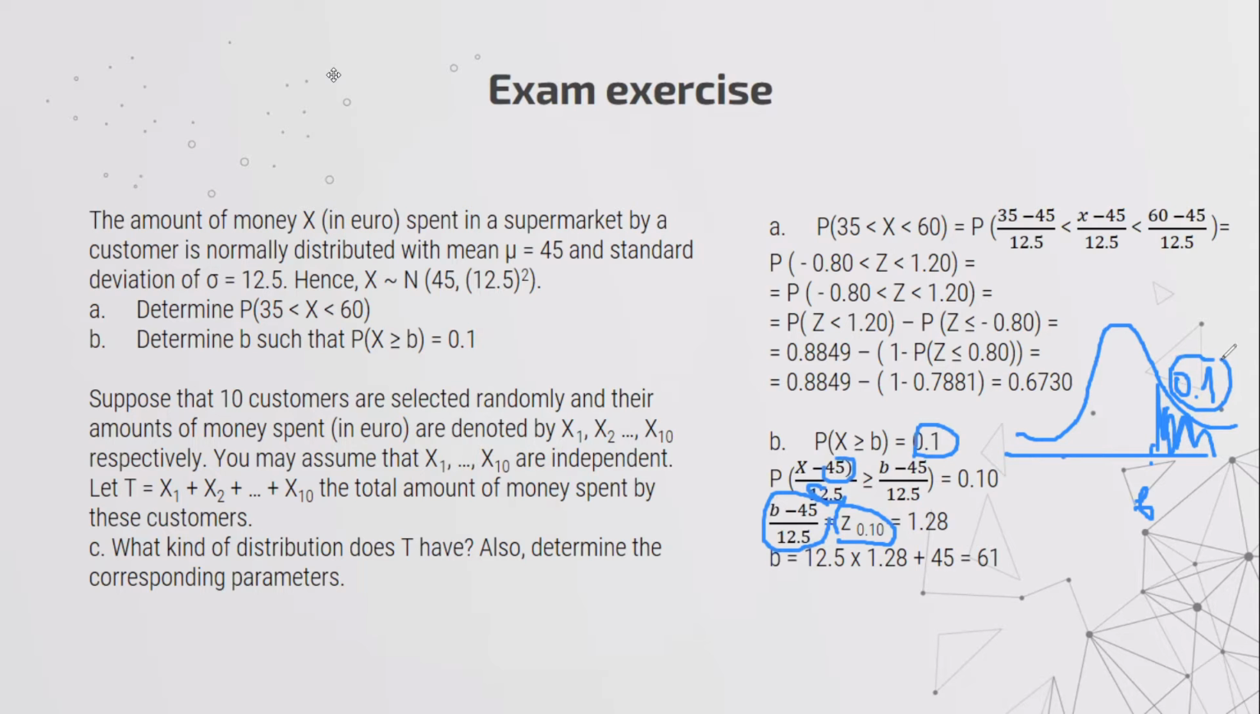So if you have a look at the last row in the table, below 0.10, you get this number, 1.28. And now it's just a matter of calculations to get the B, which would be equal to 61 in the end.